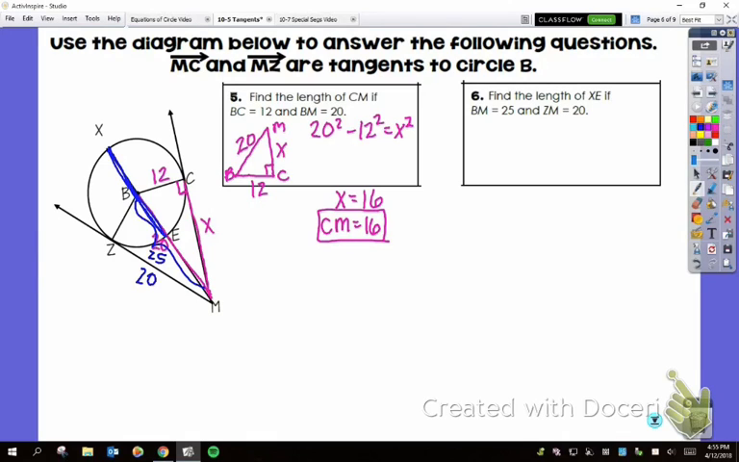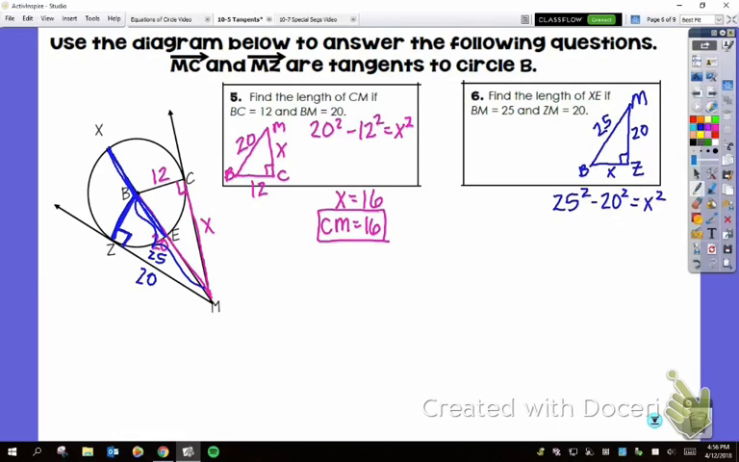Now, if we want the diameter, then what we need to find is the radius. So we are going to find this segment BZ first, and we know that BZ is a radius and ZM is a tangent, so that's our 90-degree angle. So we've got this triangle, Z at our 90-degree angle, M at the top, and B at the center. We know that BM is 25, and ZM is 20, and we need to find that radius first. So again, we're using the Pythagorean theorem, and we would say 25 squared minus 20 squared equals x squared.